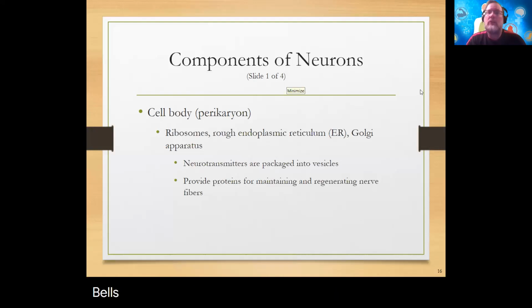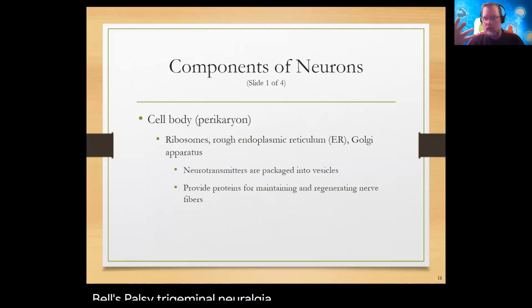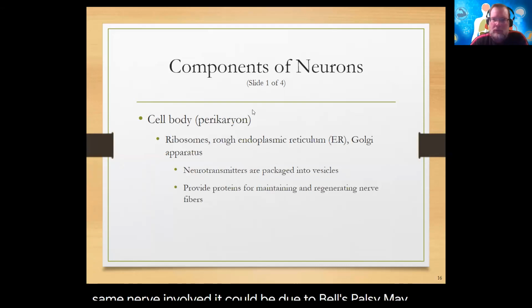Bell's palsy, trigeminal neuralgia. They're definitely similar and linked, right? I think it's the same nerve pathway, or the same nerve involved. It could be due to Bell's palsy, maybe more specific to an event that they can isolate that happened to cause the palsy.